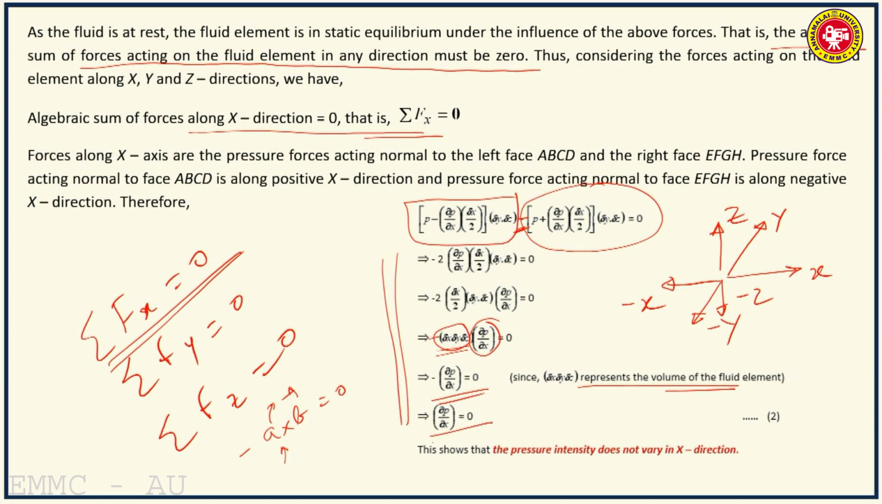So dou P by dou x equal to 0 means the pressure intensity does not vary in x direction. The pressure intensity remains uniform, remains the same in x direction. It does not vary. So dou P by dou x equal to 0.